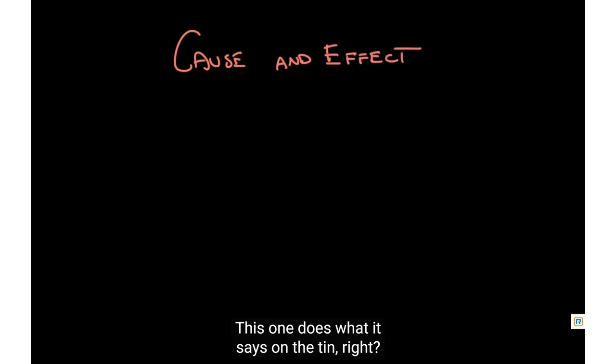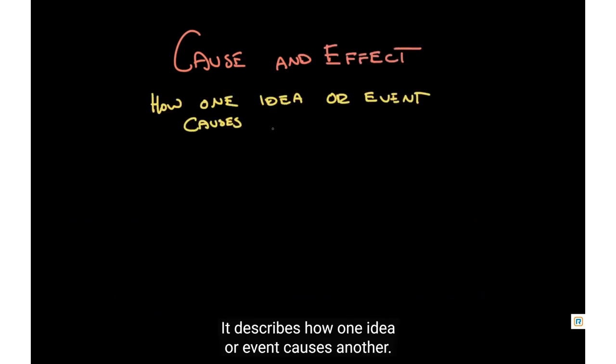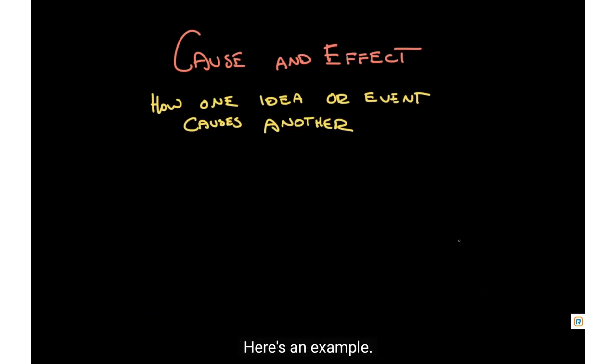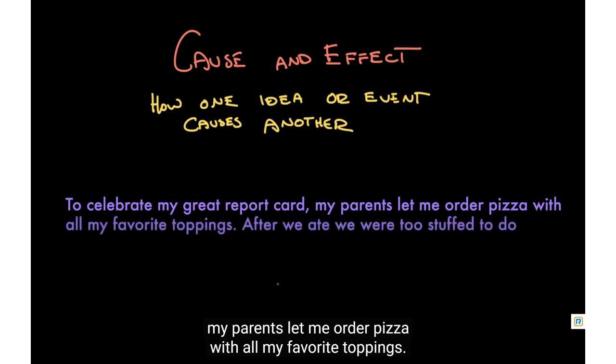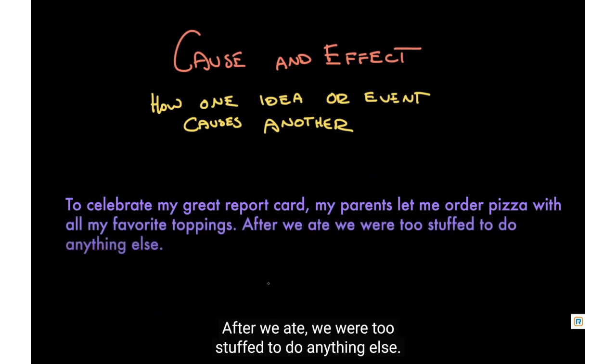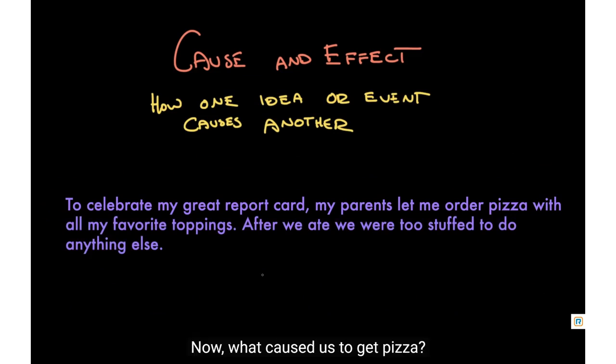Cause and effect. This one does what it says on the tin, right? It describes how one idea or event causes another. Here's an example. To celebrate my great report card, my parents let me order pizza with all my favorite toppings. After we ate, we were too stuffed to do anything else. Now, what caused us to get pizza? My great report card. What was the effect of the pizza? We were stuffed. Maybe it was a stuffed pizza. If you stuff yourself with stuffed pizza, does that make you more stuffed than if you stuff yourself with unstuffed pizza? You may scoff, but this is the stuff that keeps me up at night.